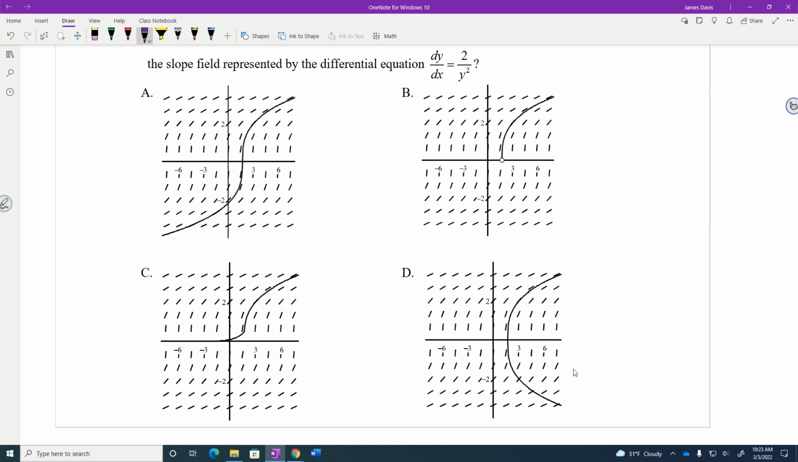You definitely can't have D because that's not even a function. This one doesn't take into account the fact that it's undefined. It would just stop there. And C is actually a 0. So A or B would be your only options. But whenever it's undefined slope on the slope field, it just stops.